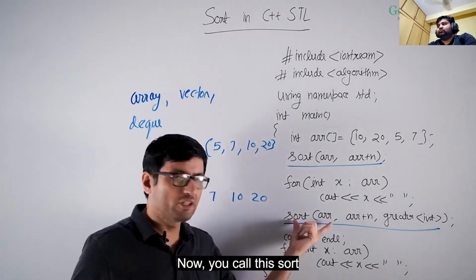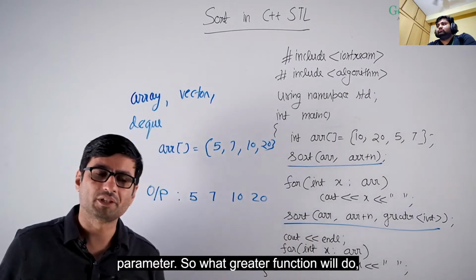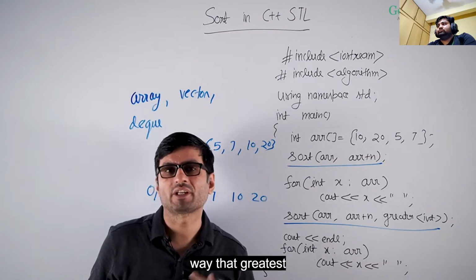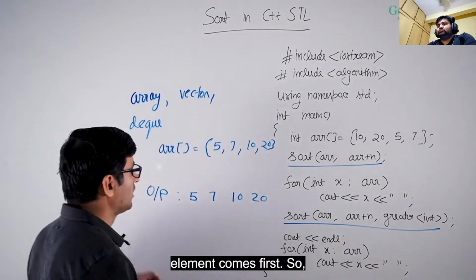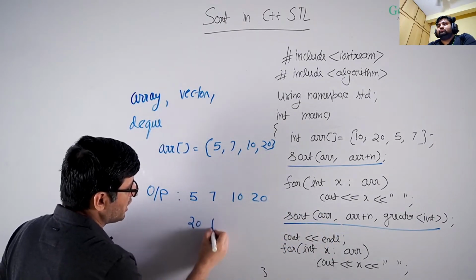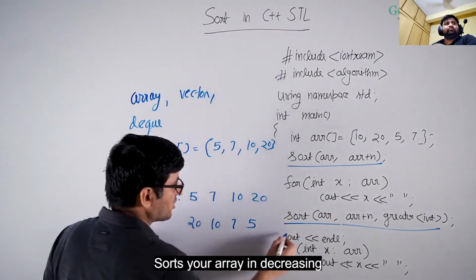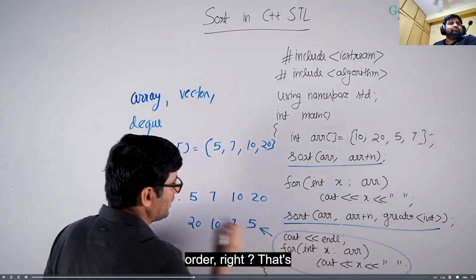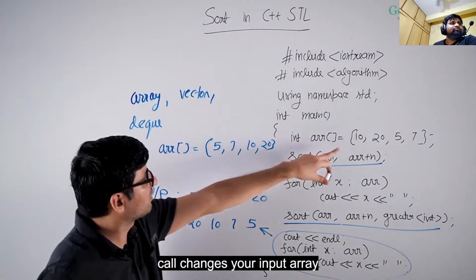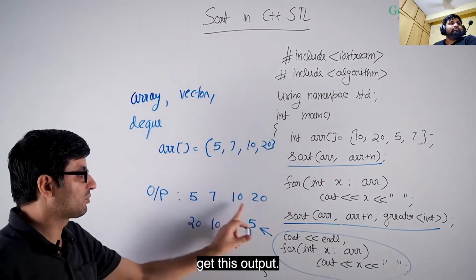Now you call this sort again with the greater function as a parameter. So what will the greater function do? It will cause this sort to compare elements in such a way that the greatest element comes first. So the output of this part after calling this function is going to be 20, 10, 7, 5. So this part sorts your array in decreasing order, right? That's what you get here. And this is done because of the sort call. And this sort call changes your input array to increasing order. And that's why you get this output.